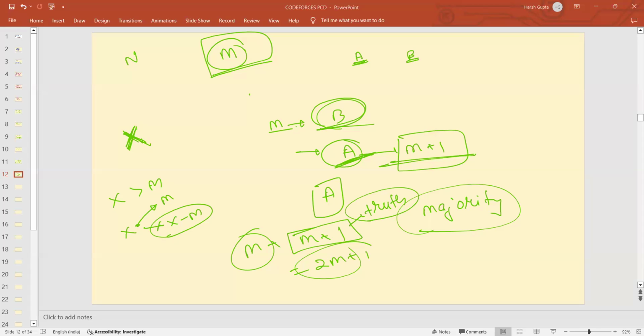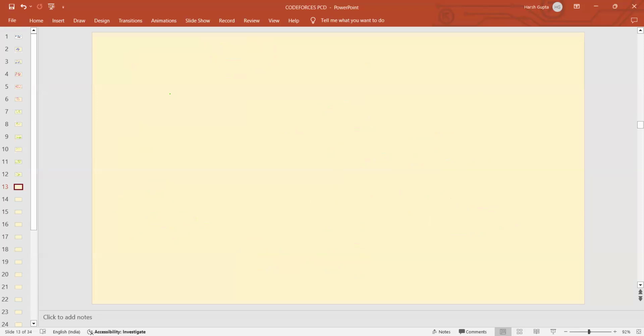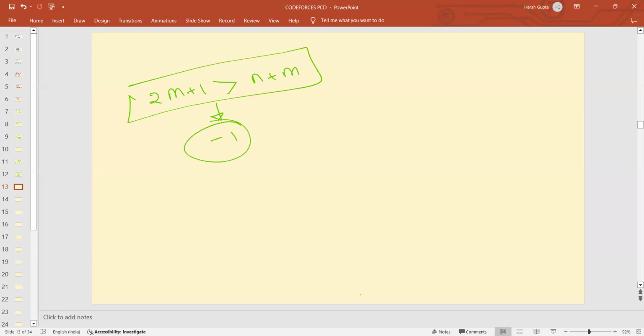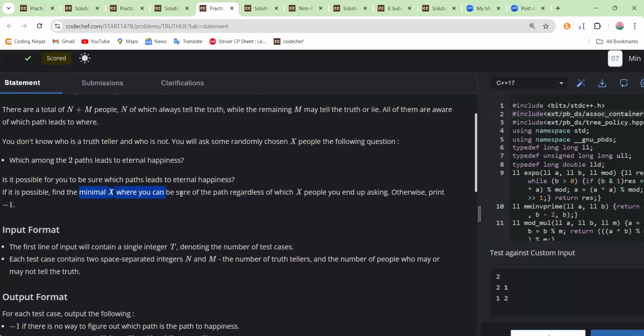What if the 2m plus 1 value is greater than n plus m, sir? Yes, exactly. If this is the case, the answer will be minus 1. You can't guarantee by choosing x random people. It's mentioned in the question that if it is not possible to find minimal x where you can be sure of the path regardless of which x people you end up asking, you print minus 1. Okay, sir.